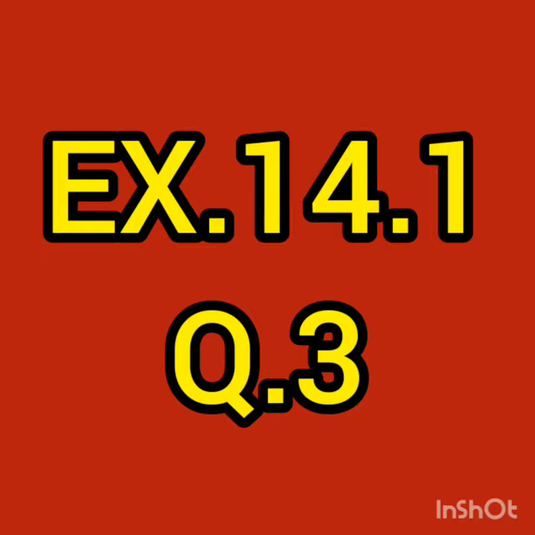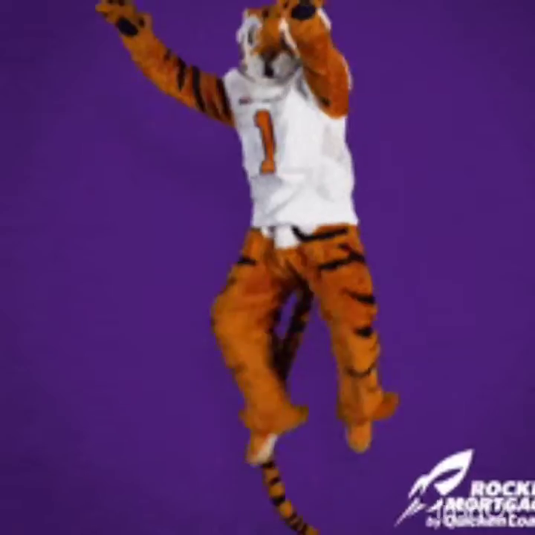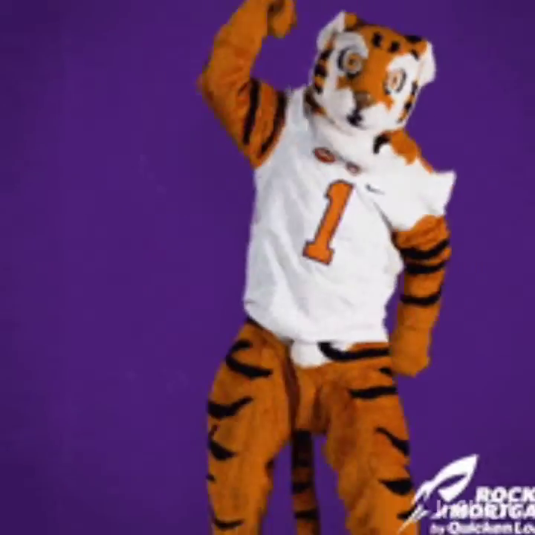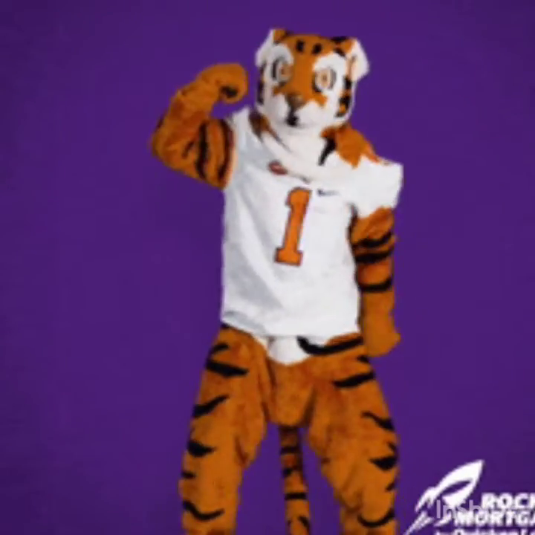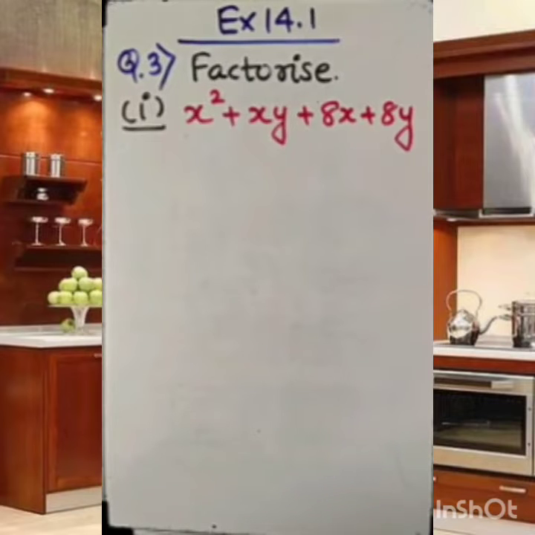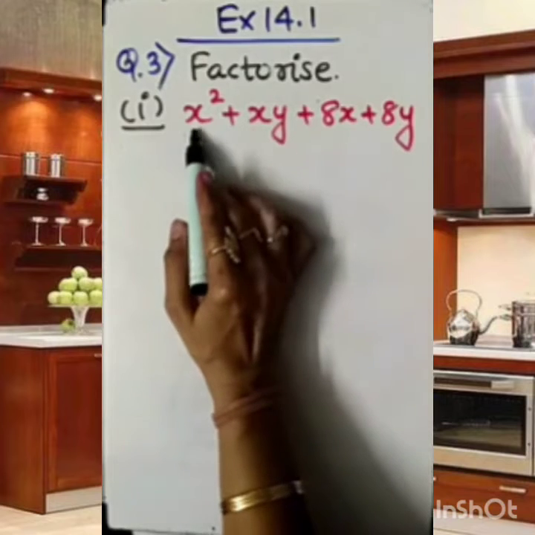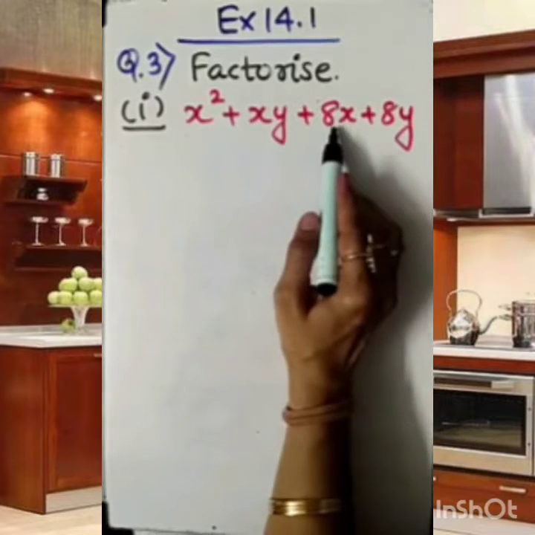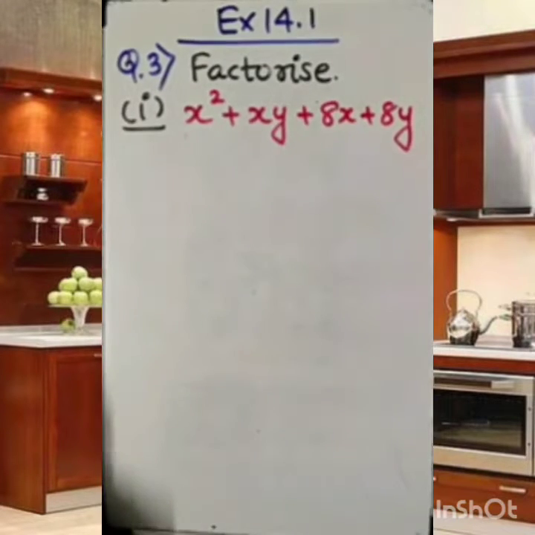Here, question number 3 of exercise 14.1. First question is here: factorize x square plus xy plus 8x plus 8y. So dear student, here there are 4 terms. This expression is having 4 terms: first term, second term, third term and fourth term.